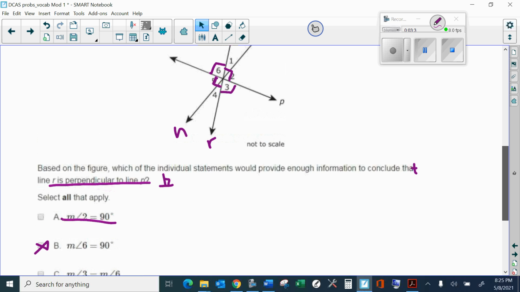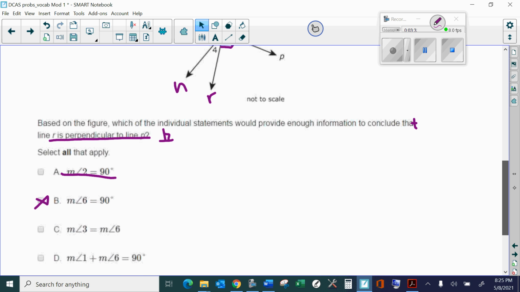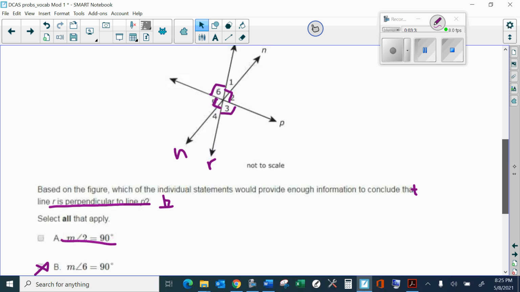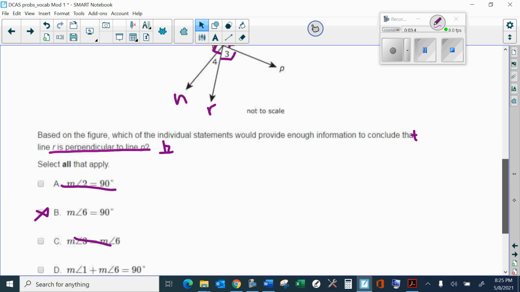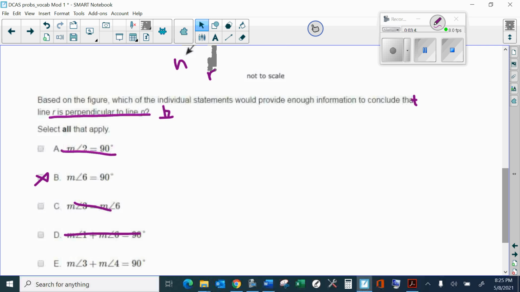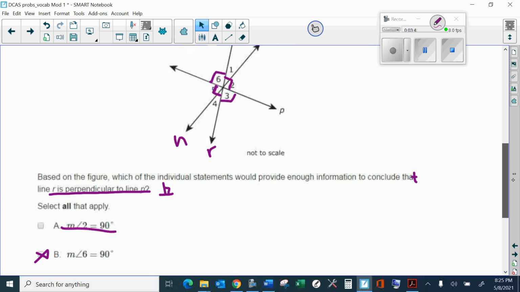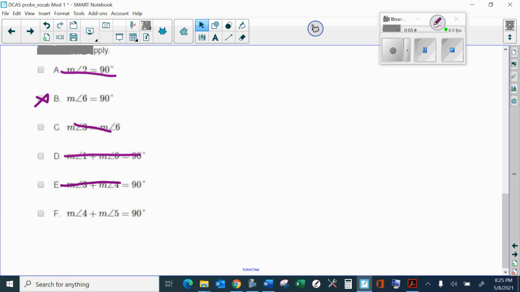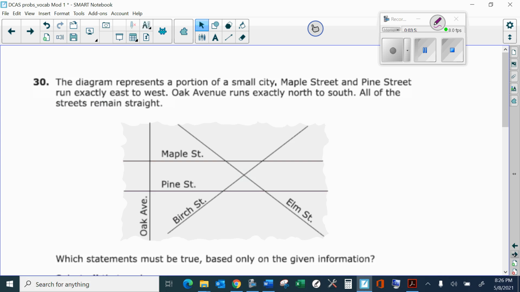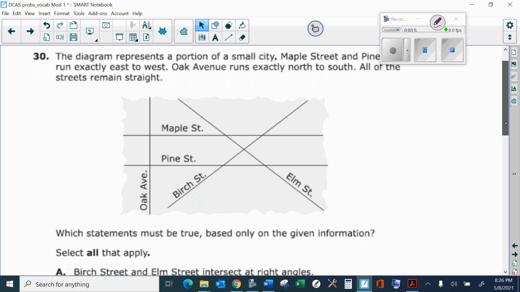Angle 3 equals 6. That's just vertical angles. That's nothing. 1 plus 6 is 90? No, 1 plus 6 being 90 would be N and P being congruent. 3 plus 4, 90? No, it's just 3 alone or 4 plus 5. And there's our 4 plus 5 right there. So those two. Okay.